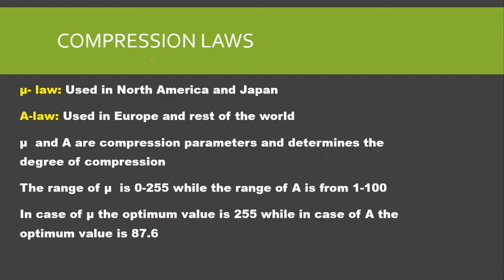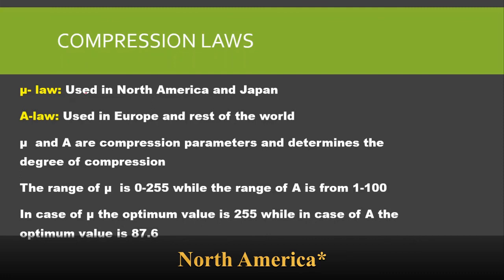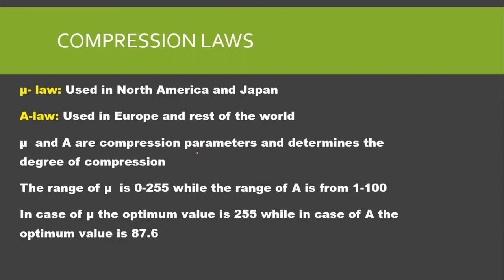Next is the compression law. Basically we have two compression laws, one is the mu law, the other is the A law. Mu law is used in North America and Japan, whereas A law is used in Europe and the rest of the world. And mu and A are compression parameters, and they determine the degree of compression. The range of mu is 0 to 255, where 0 means no compression. As the value of mu increases, the compression is increasing. So 255 is the maximum compression.